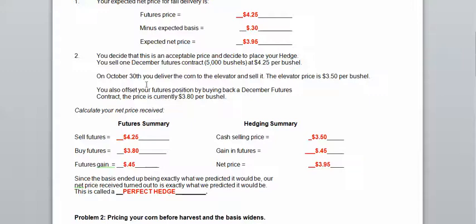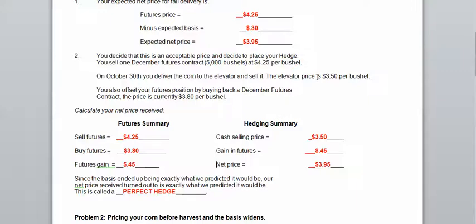Now let's see what happened here. On October 30th, we deliver the corn to the elevator and sell it. The elevator price is 3.50 a bushel. We also offset our futures position by buying back a futures contract, and the price is currently 3.80. We had originally sold at 4.25. Now futures price has gone down, which is what we were afraid of, but we're okay because we hedged it using the Mercantile Exchange. We sell at 4.25 and get to buy it back at 3.80. That's a gain of 45 cents.